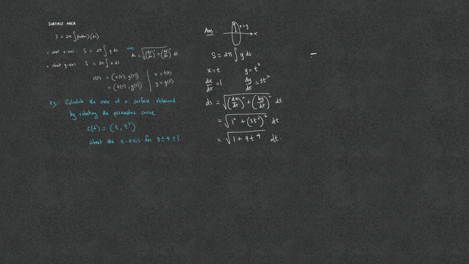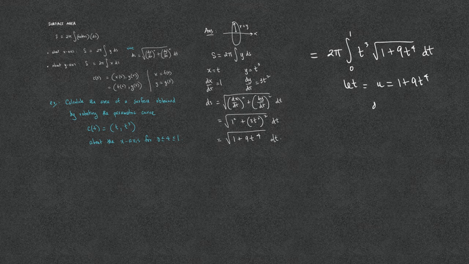The surface area is therefore 2 pi, the integral of y, which is t cubed, times ds, which is the square root of 1 plus 9t to the fourth dt. The lower limit of integration is 0 and the upper limit of integration is 1. Using u substitution, let u equal 1 plus 9t to the fourth, then du is 36t cubed dt.